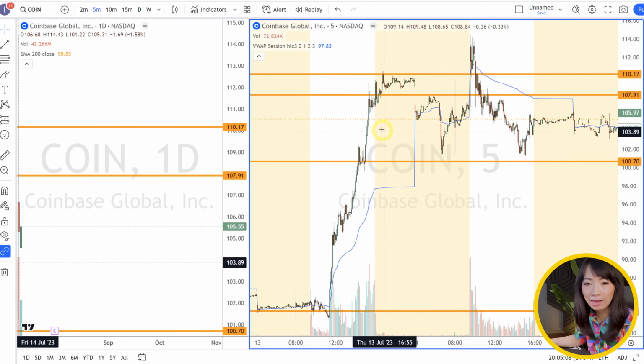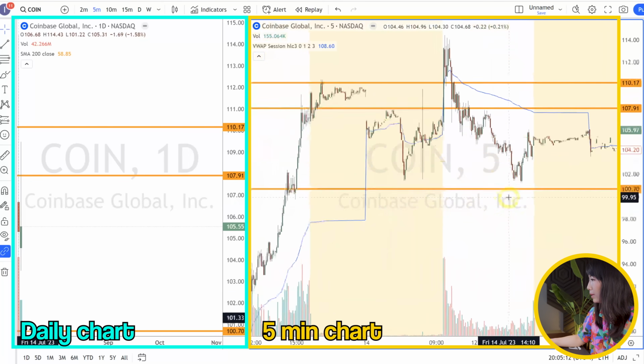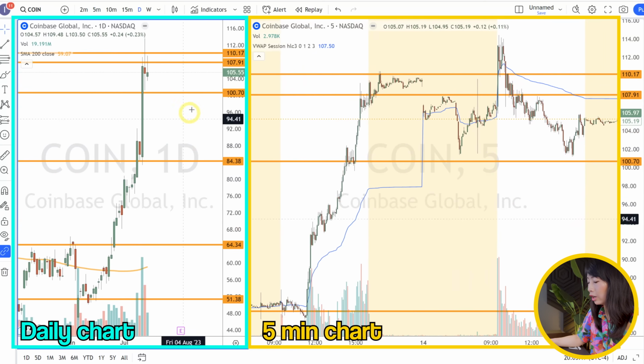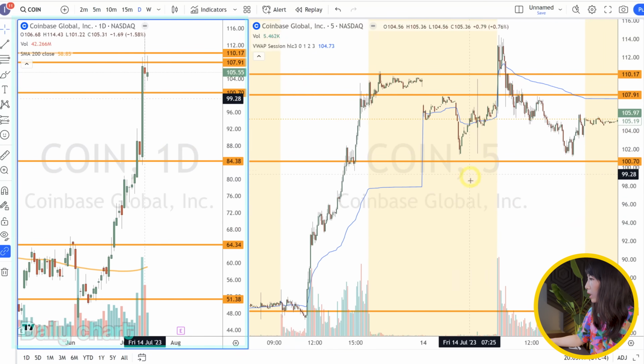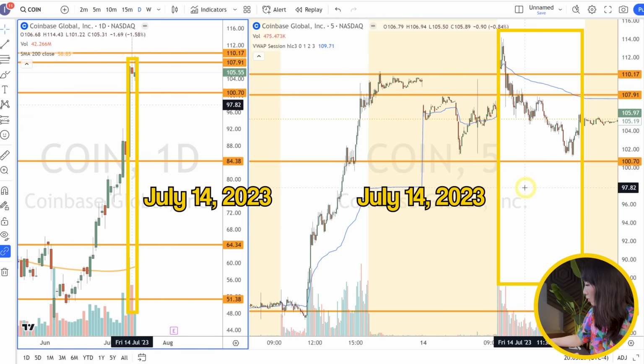So let's finally have our intraday chart open on the side over here. I'm going to be using the 5-minute chart as the intraday chart and have the daily chart lined up on the left-hand side. So we're talking about this particular day over here, the day with a huge gap down, right? Which is this day over here on July 14th.